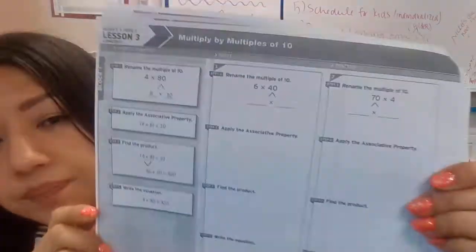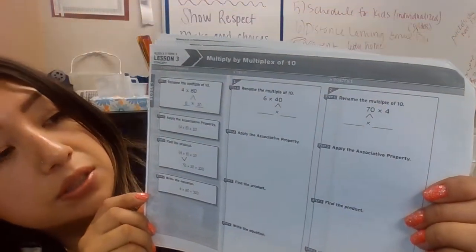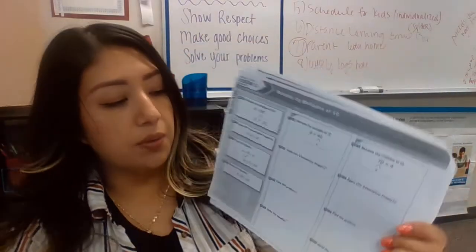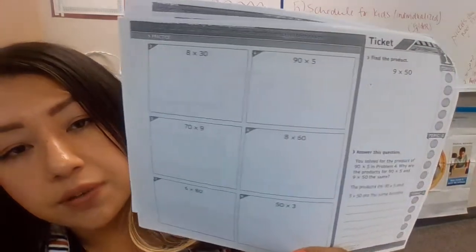On Wednesday, you will be doing the multiplying by multiples of 10, the third worksheet. This is where we break down the multiple of 10 into 2 smaller numbers. We just practiced that skill right now. And then on Friday, you will continue practicing the skill, this one, multiplying by multiples of 10, okay?